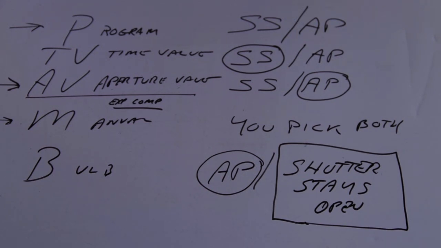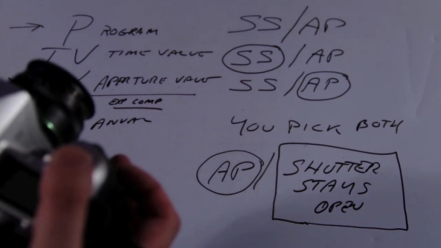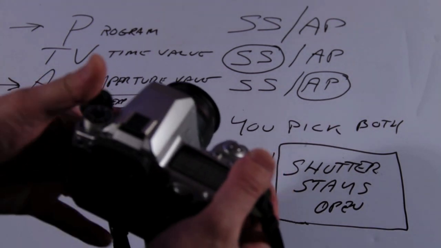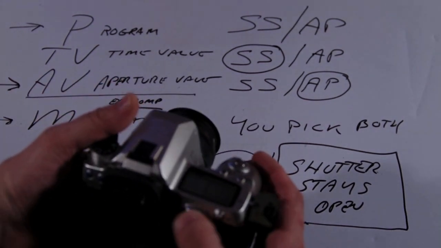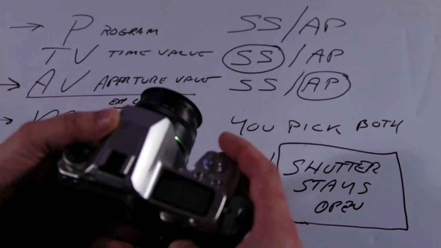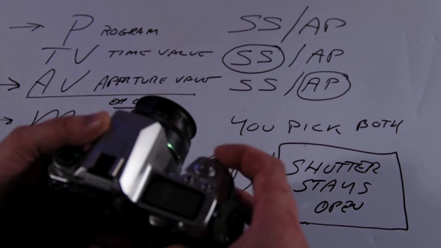One of the things I love about the Pentax K5 is that, and Canon does it as well, and I'm sure Nikon does it, they all do it, but the Pentax is really easy to implement. The aperture value is the rear control dial, so in other words, when you're in AV mode, your aperture value is changed with this dial, and you can set your exposure compensation with this dial.